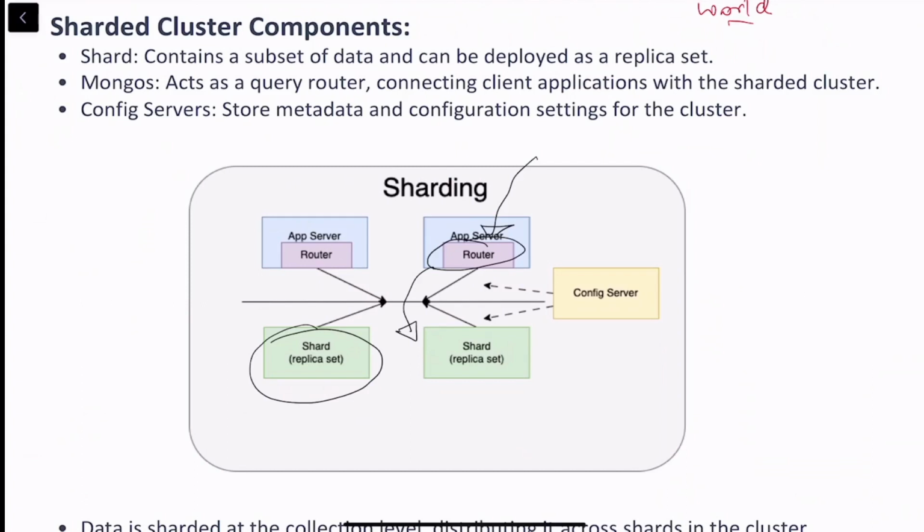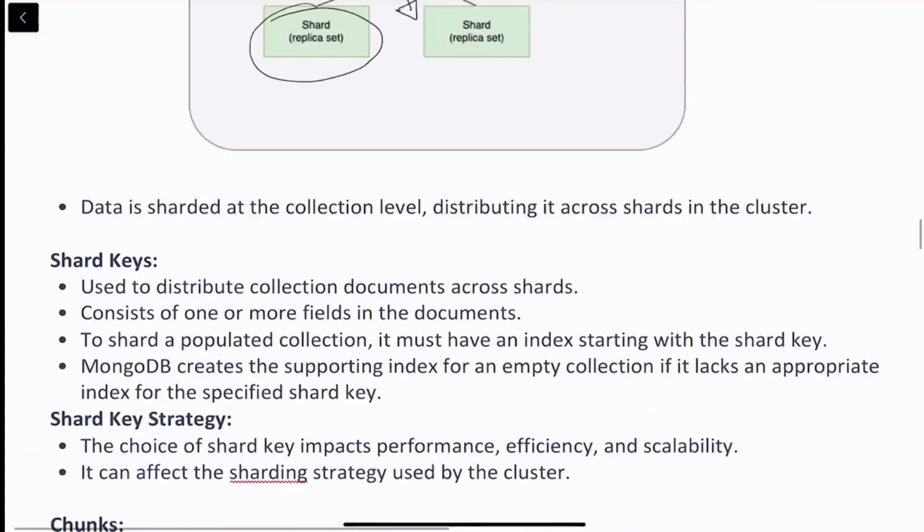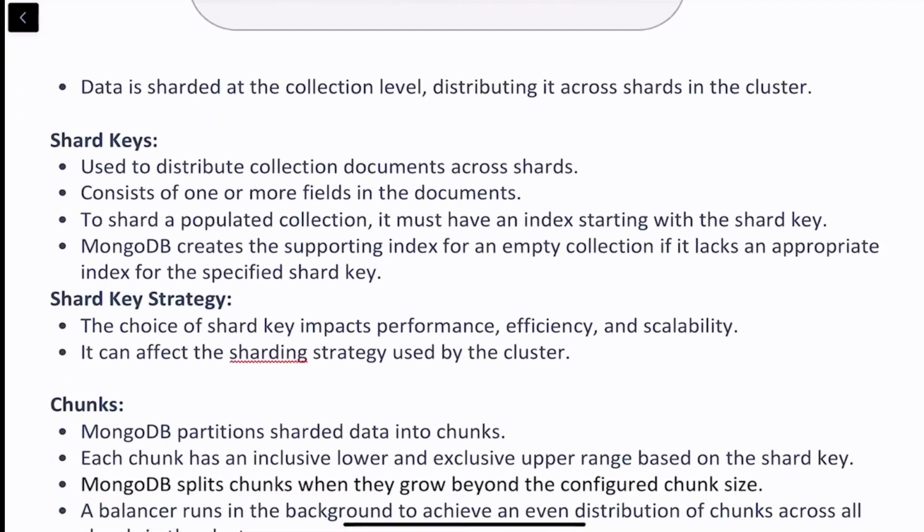As you have learned in the basics, data in MongoDB is organized into collections. Now with sharded clusters, we take our scalability to the next level by sharding the data at the collection level, and it will effectively distribute the data into the various shards across the cluster. So let's see what the shard keys are. The shard keys are our secret sauce for optimal data distribution.